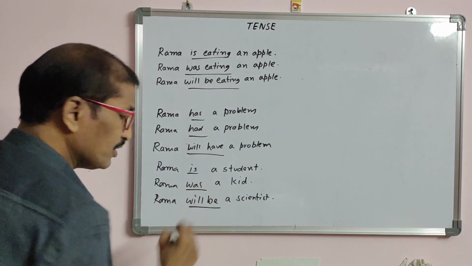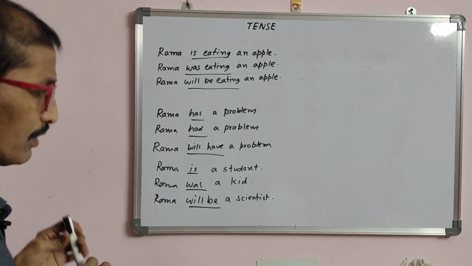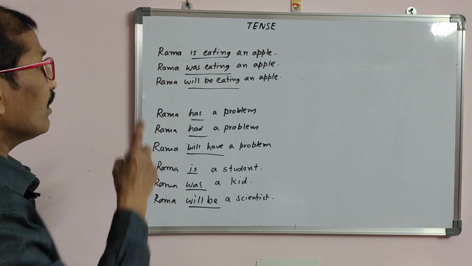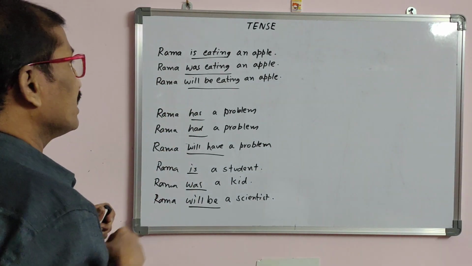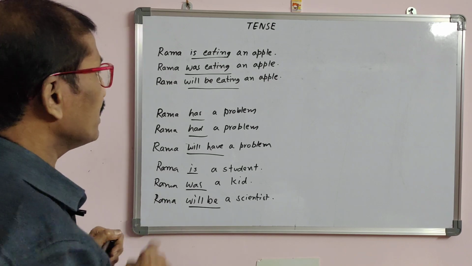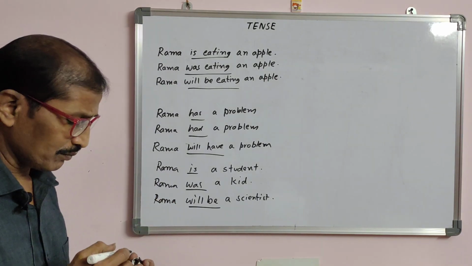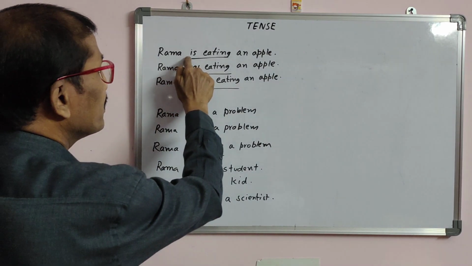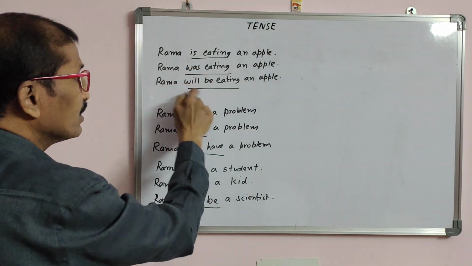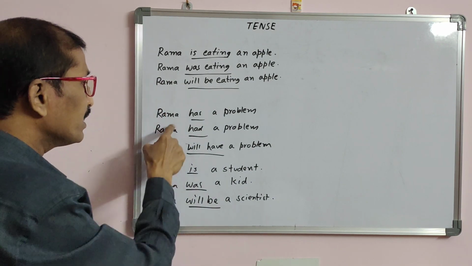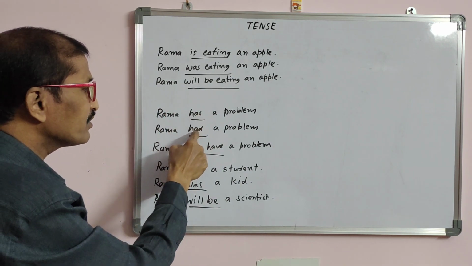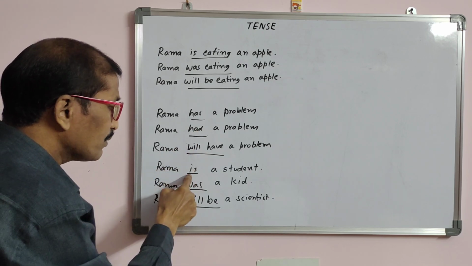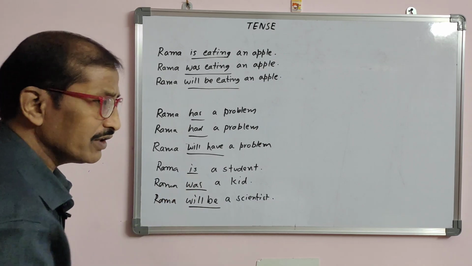In order to help you understand what tenses are, I have given all these examples. Let us see. Rama is eating an apple. Rama was eating an apple. Rama will be eating an apple. Anybody with minimum knowledge of English can easily say this one is in present tense, this one is in past tense, this one is in future tense. Here also, this one is in present tense, this one is in past tense, and this will have is in future tense.